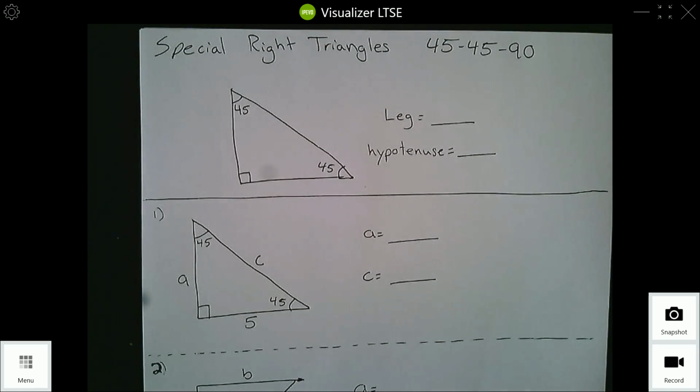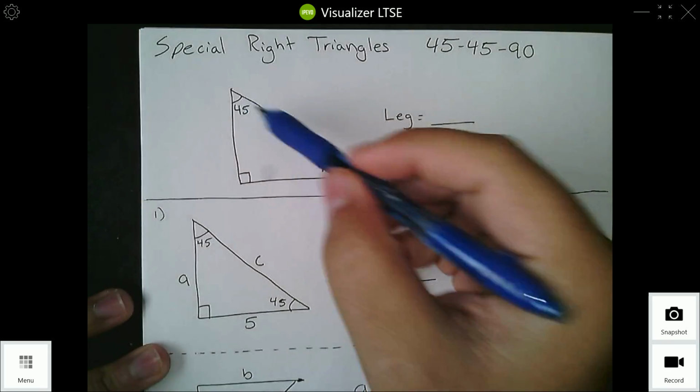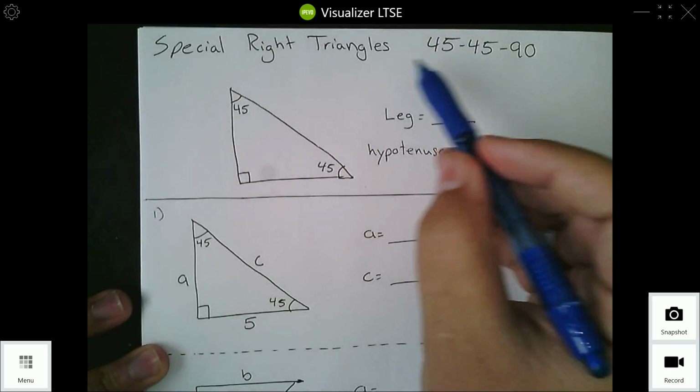Today we're talking about special right triangles. Now there are two cases for special right triangles, a 45-45-90 and a 30-60-90. Today we're just going to be talking about the 45-45-90 triangle. Now it's a pretty basic scenario, okay? We have a triangle of 45-45-90, hence the name.